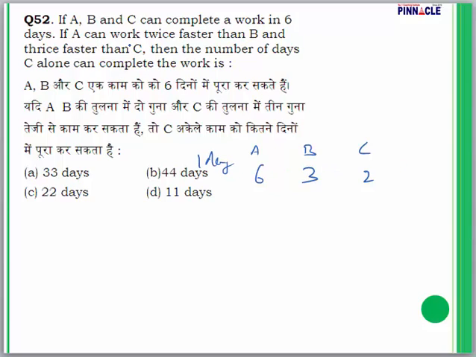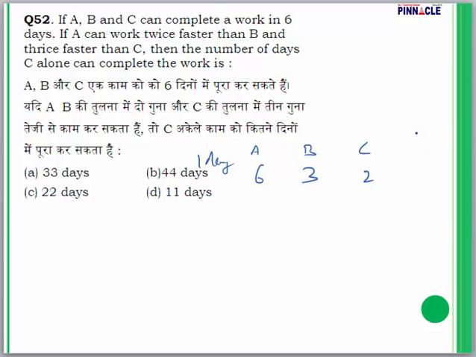Then A can work twice as fast as B. That means if B is doing 3 units, then A will do 6 units. If C is doing 2 units, A will do 6 units, 3 times faster than C. Then the number of days C alone can complete the work is how much?